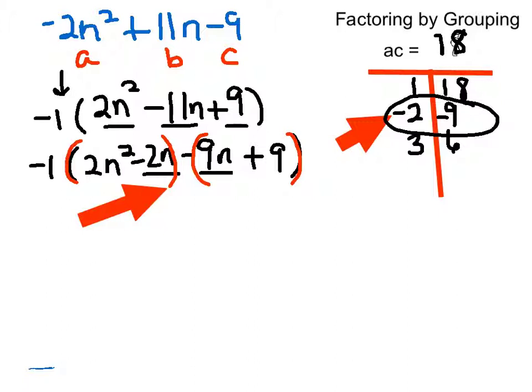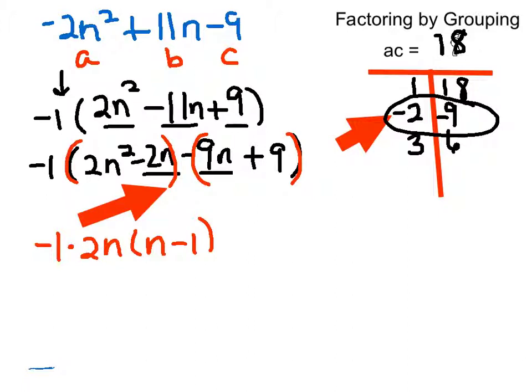Now what I want to do is take the two groupings that we have. Okay, so let's go ahead and rewrite this. The -1 is still there. Nothing's changed. Now from that 2n, this grouping right up here, I'm going to look at it and see what can I pull out of it that they both share. So hopefully you're seeing a 2 and you're seeing an n. So I'm going to pull out that 2 and an n. Left inside, I'm going to have an n minus 1.